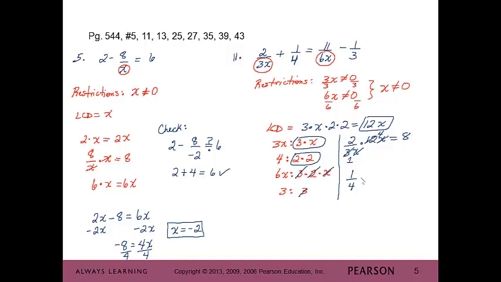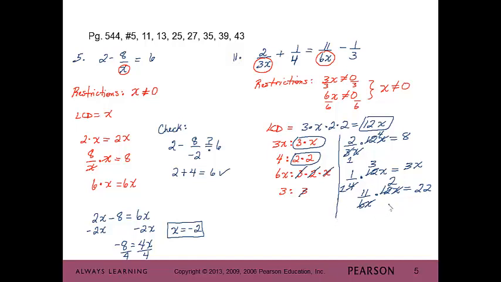Let's multiply 1/4 by 12x. The 4 simplifies to be 1, and the 12 will become a 3. So this is going to become 3x. And then let's do 11 over 6x times 12x. The x's cancel. The 6 will cancel, and the 12 will become a 2. So 11 times 2 is 22.